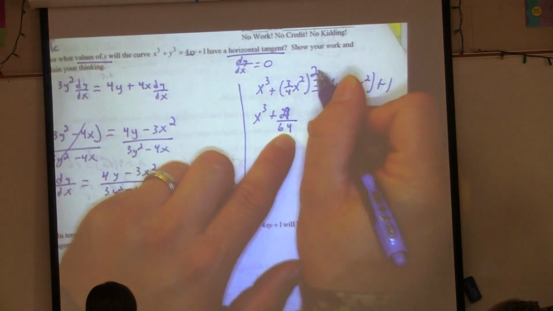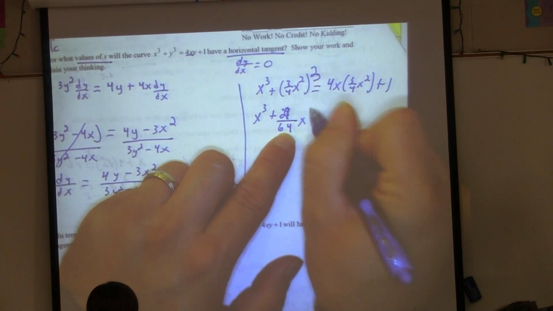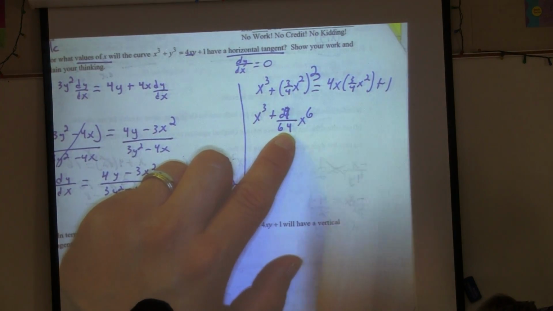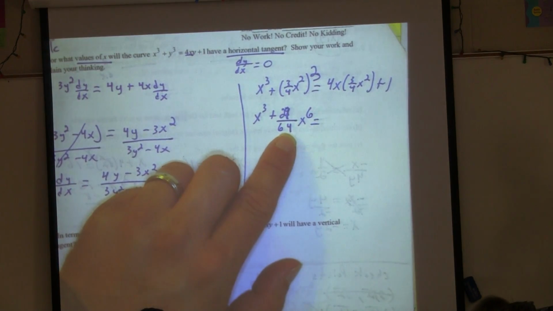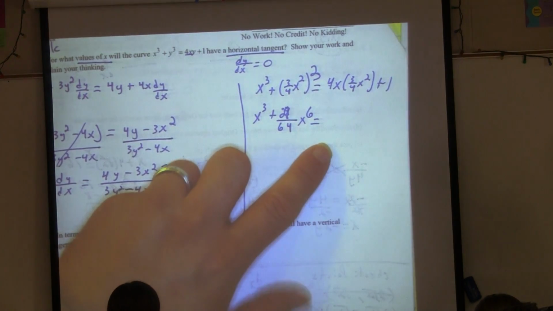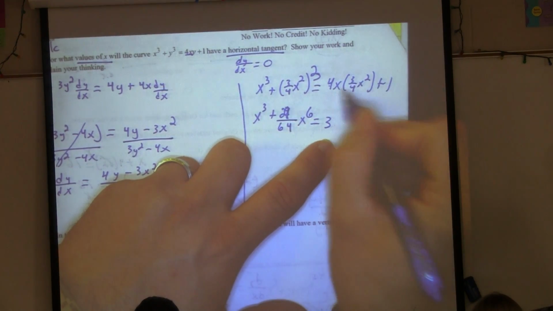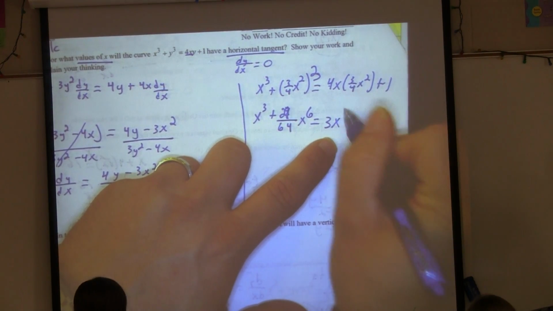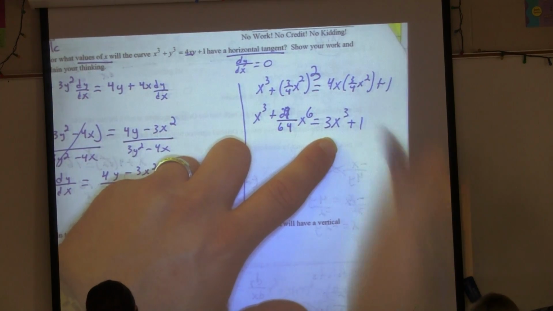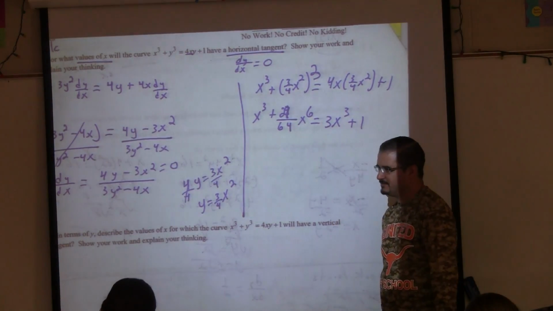And then x squared to the third, what do we do when we have a power to a power? Multiply the power, to the 6th power. Okay, when I multiply 4 and 3/4, what happens to the 4s? Cancel, so we get 3x times x squared, x cubed. Now how do I do this?